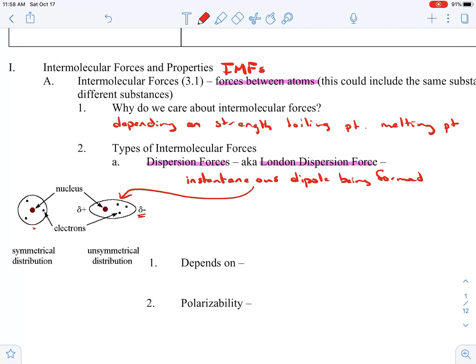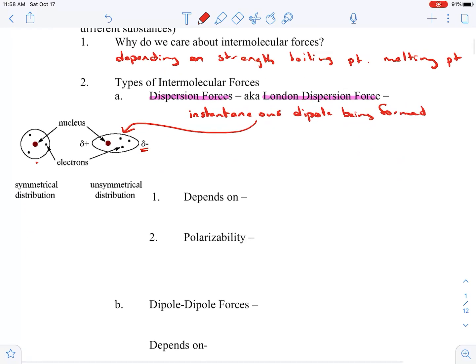A big thing that this depends on is our number of electrons. The more electrons we have, the better chance that we have of forming this instantaneous dipole, and then the stronger that attraction is within those molecules or between those molecules.